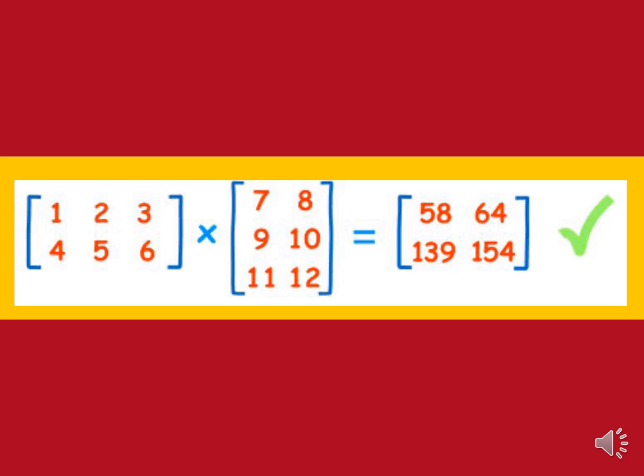You take them times each column of the second matrix. For instance, the very last number was 4 times 8, 5 times 10, 6 times 12. Add up all of those numbers and you get 154.